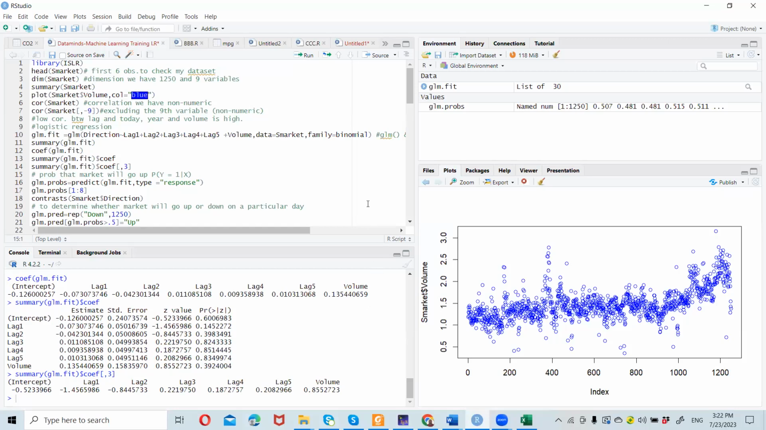All right. Then let's now go to, we want to see the probability of obtaining of our stock market going up. So that is what is next now, and that's in line 16. Probability of stock market going up.